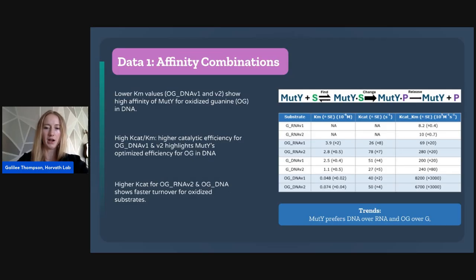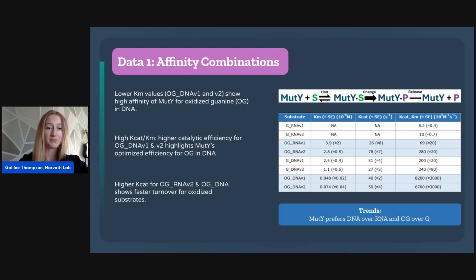I put some side notes in case those who don't understand a lot of the kinetics. In our first row, when we're talking about Km, a lower Km value means that MutY has a higher affinity for it. Here we showed that MutY had a higher affinity for oxidized guanine. Our next column is our Kcat. A higher Kcat value shows a faster turnover rate. Here we showed that it had a faster turnover rate for oxidized substrates.